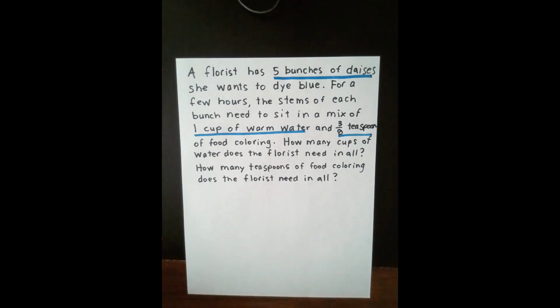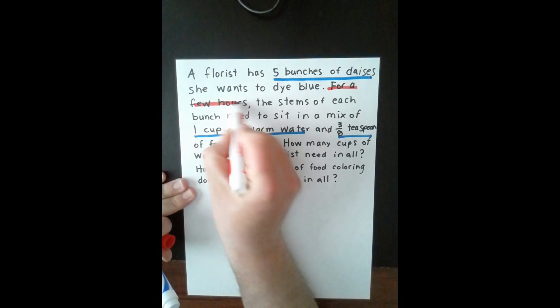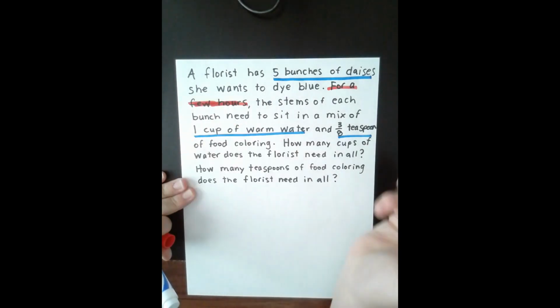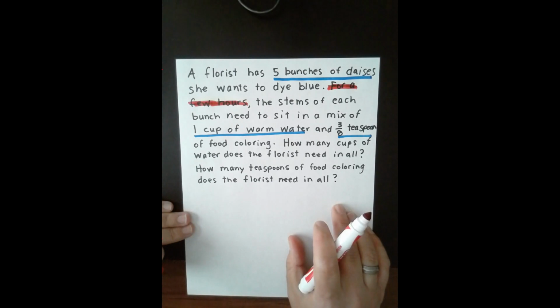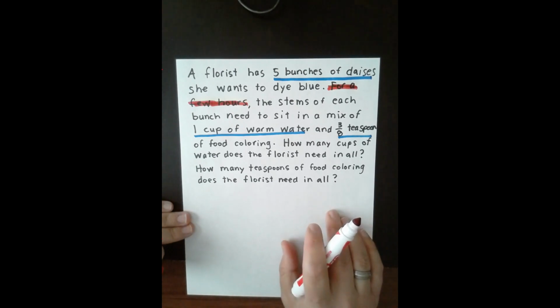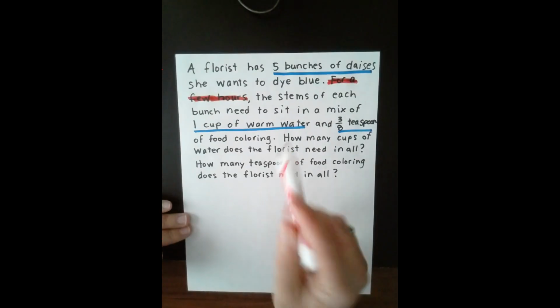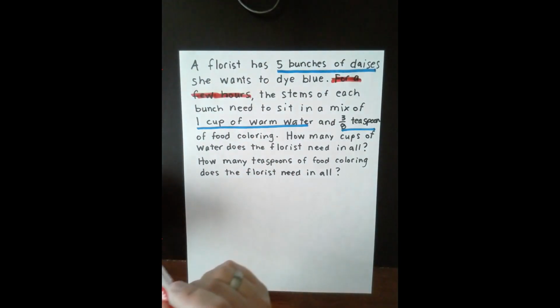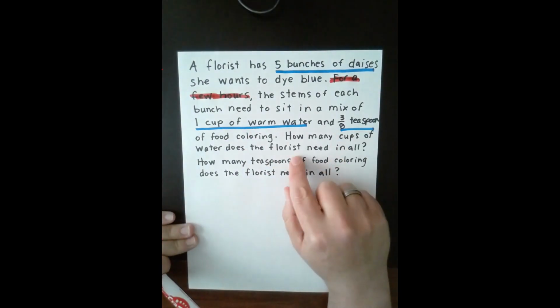I'm going to cross out for a few hours because that's just extra. They're just kind of trying to tell the story. That might confuse some of us because we really don't need to know how many hours it takes for the flowers to turn blue. We don't care, really. Okay, so we have 5 bunches of daisies. The stems of each bunch need to sit in 1 cup of warm water, which I've already pulled out, and 3/8 teaspoon of food coloring.